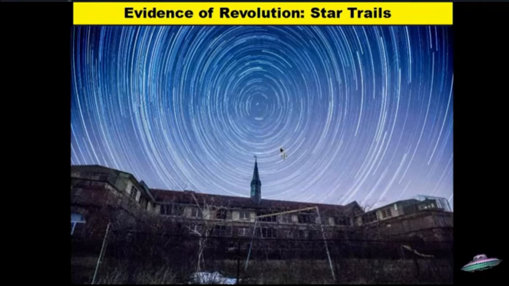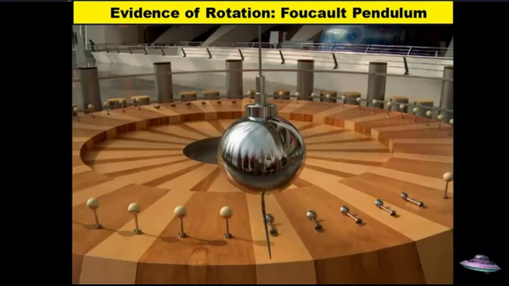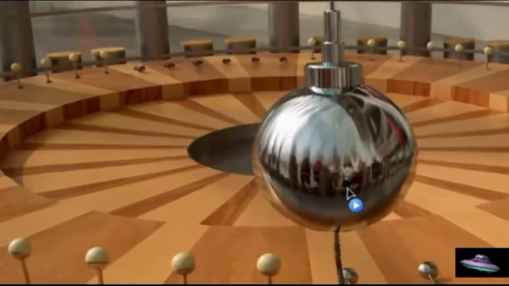Now, a second piece of evidence to help prove this is what we call Foucault's pendulum. Foucault's pendulum was designed and set up in 1851, and it was the first thing that really gives us any simple evidence that the Earth rotates. And all this pendulum does is swing back and forth, and it knocks down these pegs.